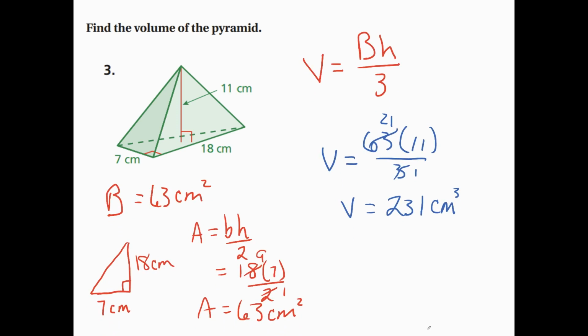Here's all my work. First, I found capital B. Okay. I found capital B. And how did I do that? Well, I have this triangle and I labeled the base and the height of it right here. And I found that area, and it was 63 square centimeters. And then I just plug that into the formula for volume, and I get my answer, which is 231 cubic centimeters.